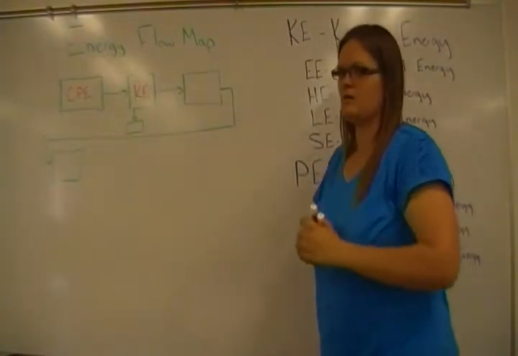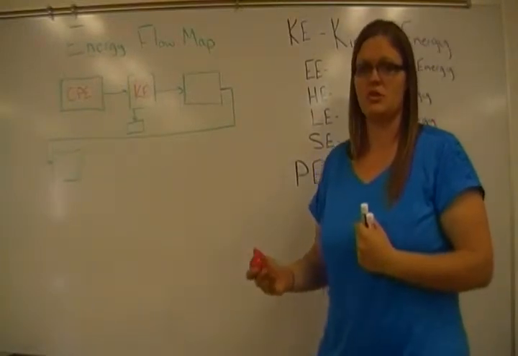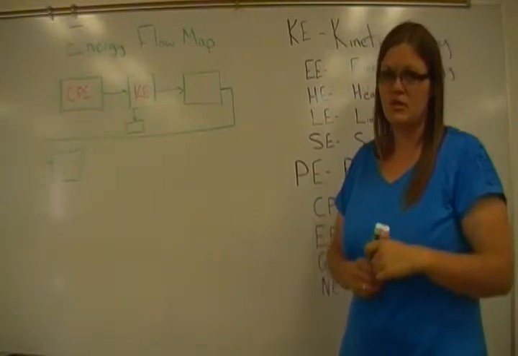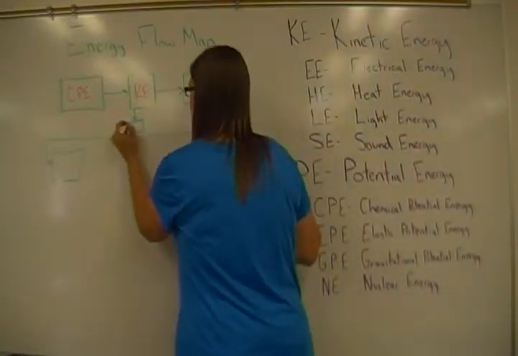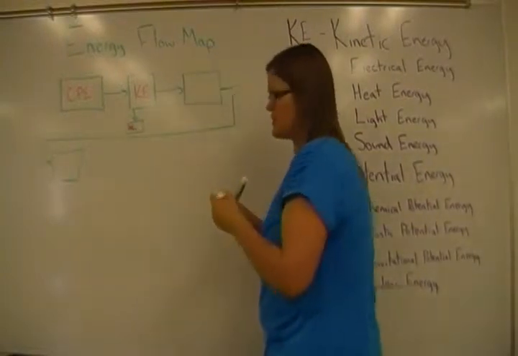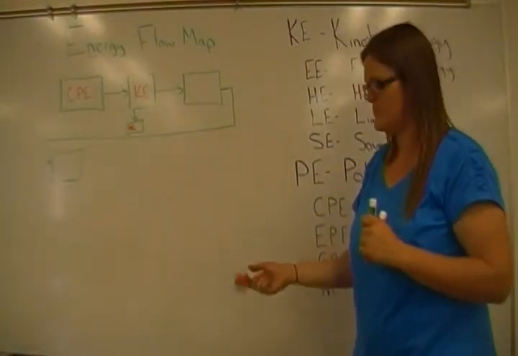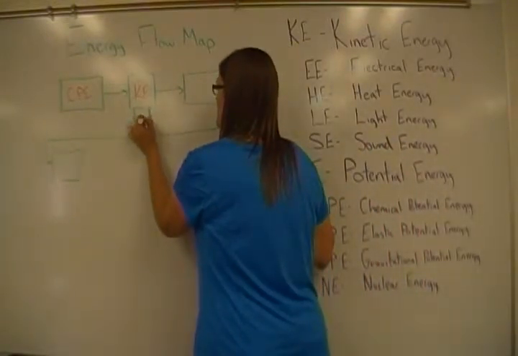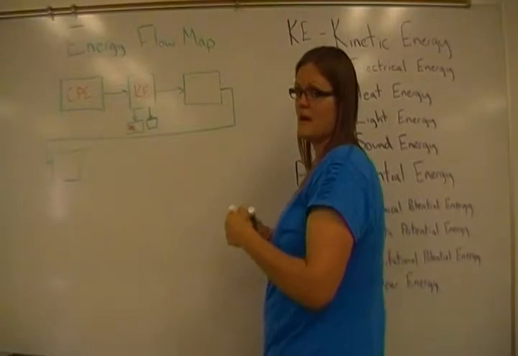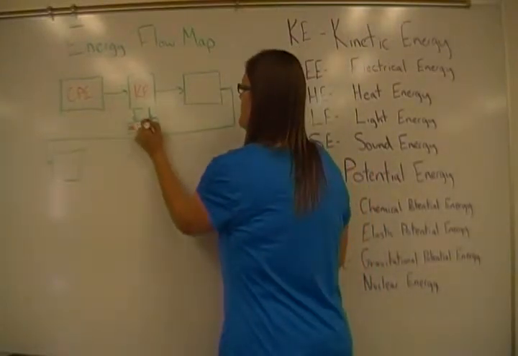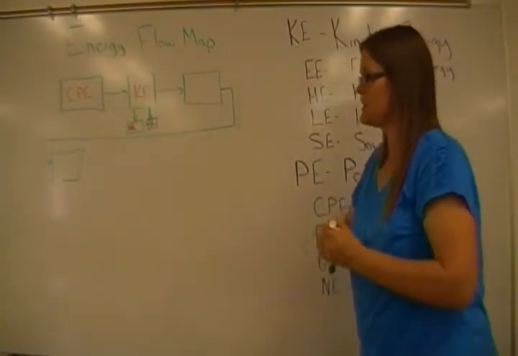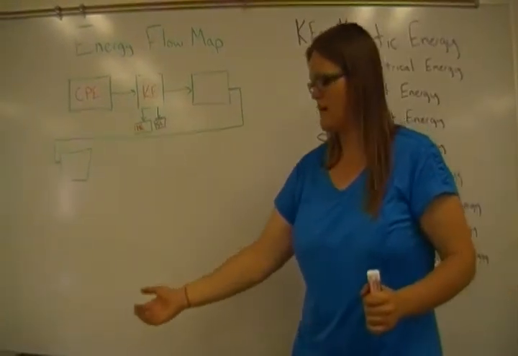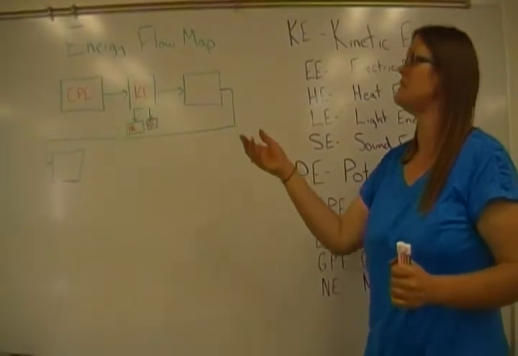Now, as I'm moving about and using this chemical potential energy and turning it into kinetic energy, a lot of my energy is also being transferred as heat out of the system. My heat energy is not used to toss the bouncy ball. Also, through my moving around, there is some sound energy that is transferred.